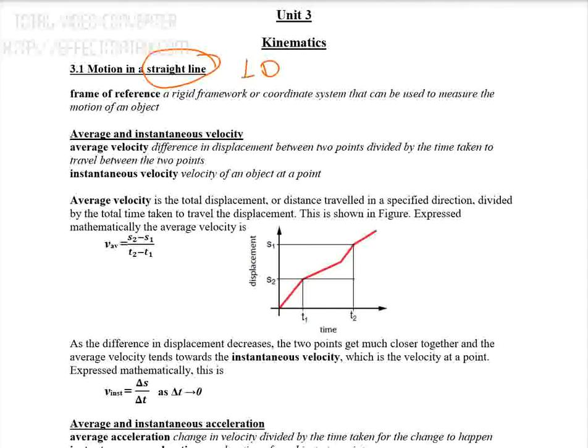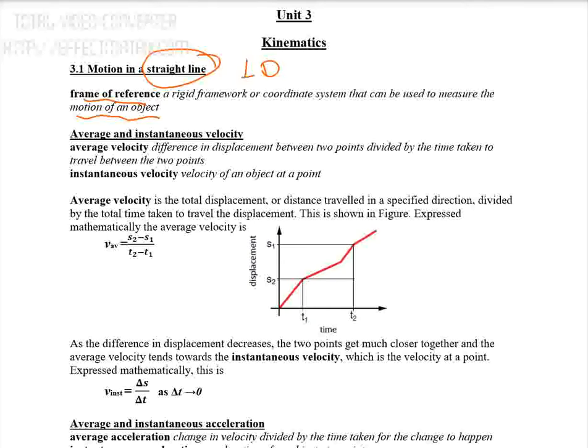Before seeing this, let us define what we mean by frame of reference. A frame of reference is a rigid body or rigid coordinate system that can be used to measure the motion of an object. Therefore, every value depends on the frame of reference.